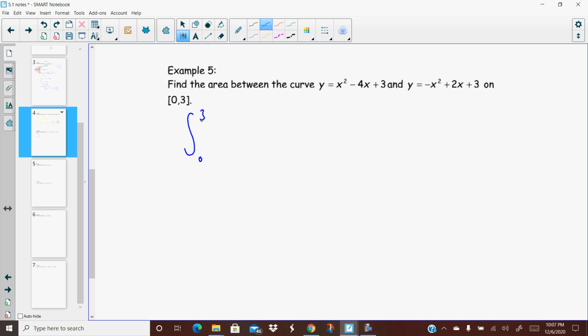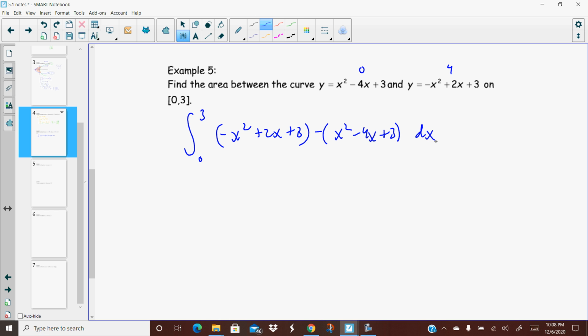So I'm going to take an easy value like 1. If I plug 1 into the first one, I'm going to get 1 minus 4, which is -3, plus 3 is 0. Then if I plug 1 into the second one, I'm going to get -1 plus 2, which is +1, plus 3 more is 4. So the second one is the greater of the two functions. So it'll be -x squared plus 2x plus 3 minus x squared minus 4x plus 3 dx.